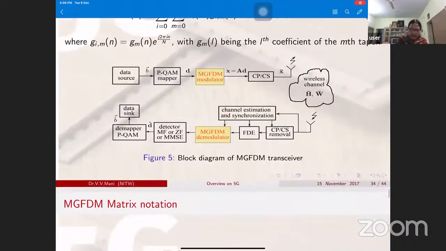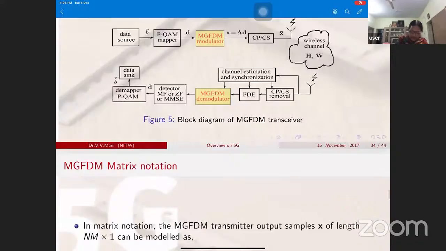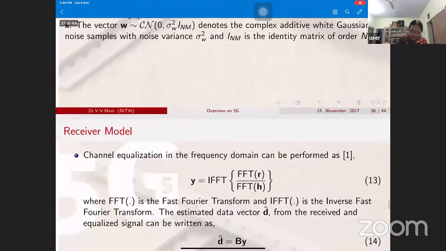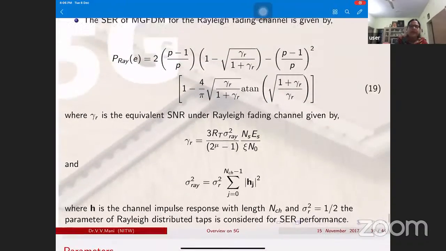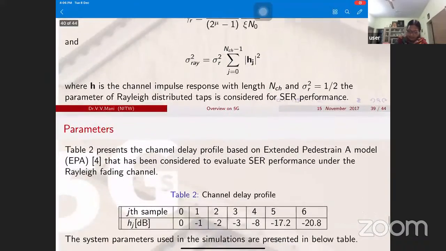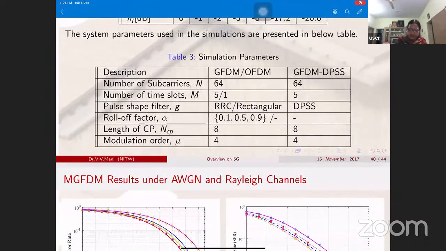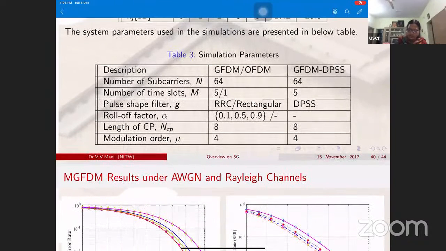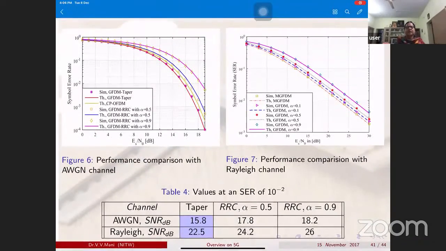And also we have considered a multi-tapper GFDM. That means the filter bank is changed, with a new filter bank. Then we have seen the different structures of the outputs, and the probability of error also computed. And we have seen what parameters we set for GFDM and GFDM DPSS. For GFDM and OFDM, the parameters are the same. For GFDM DPSS, the parameters are slightly changed. That is, the DPSS filter bank is used, and we have obtained different results for GFDM.